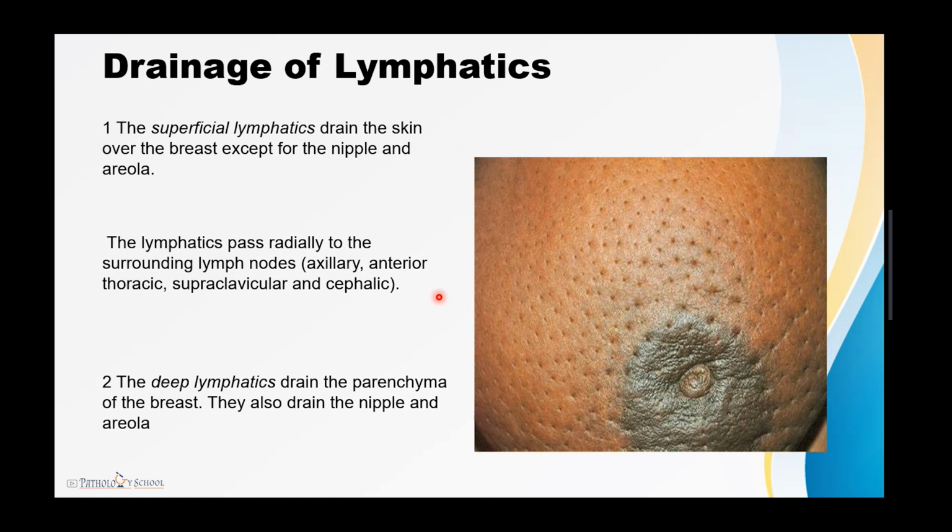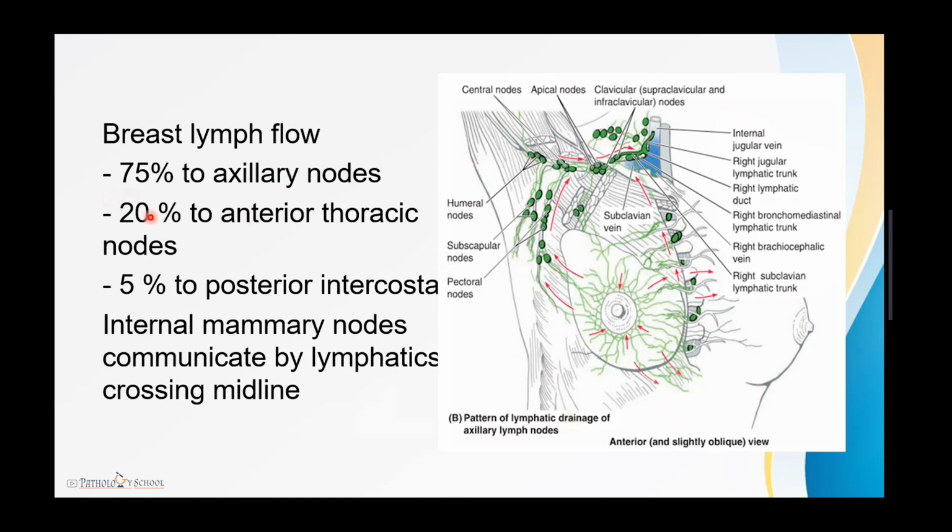The breast lymph flow is mostly to the axillary nodes, amounting to 75%, 20% to anterior thoracic nodes, and 5% to posterior intercostal nodes. The internal mammary nodes are important as they cause communication between the two breasts. So the tumor in one side of the breast can get transferred to the opposite side through these internal mammary nodes.